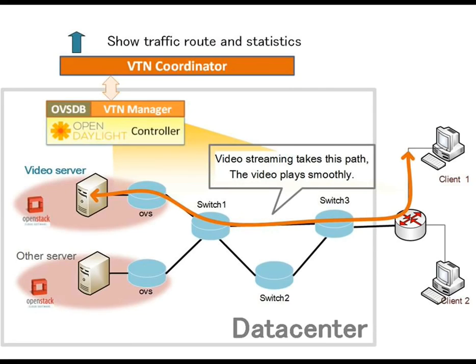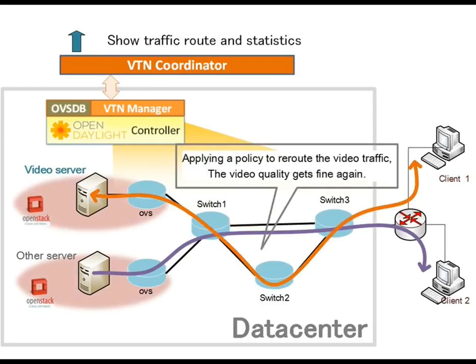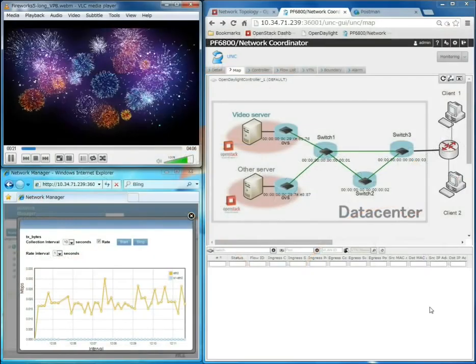For this demonstration, a video will be streamed to client 1 via the OpenFlow network from the video server. The path taken by the video traffic is video server, switch 1, switch 3, client 1. Additional traffic is added to this path by sending traffic from other server to client 2 to make it congested. This makes the video quality streamed to client 1 deteriorate. Now, using the path policy feature, we can redirect traffic to an alternate path, switch 1, switch 2, switch 3. This improves the quality of the video streamed to client 1.